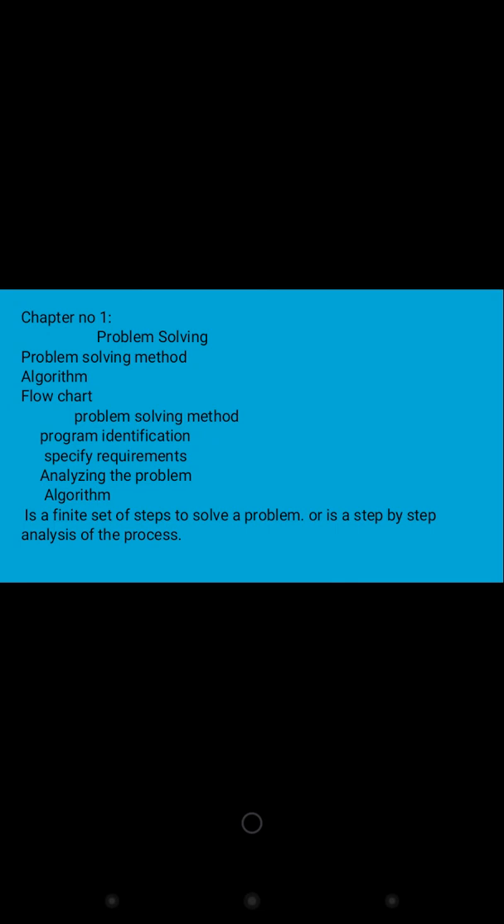Now move to algorithm. What is the algorithm? It is a finite set of steps to solve a problem, or a step-by-step sequence to solve a problem. What is the meaning of finite? Finite means limited, the limitations or limited information of your data. So after algorithm, one thing comes, what is this? Checking.